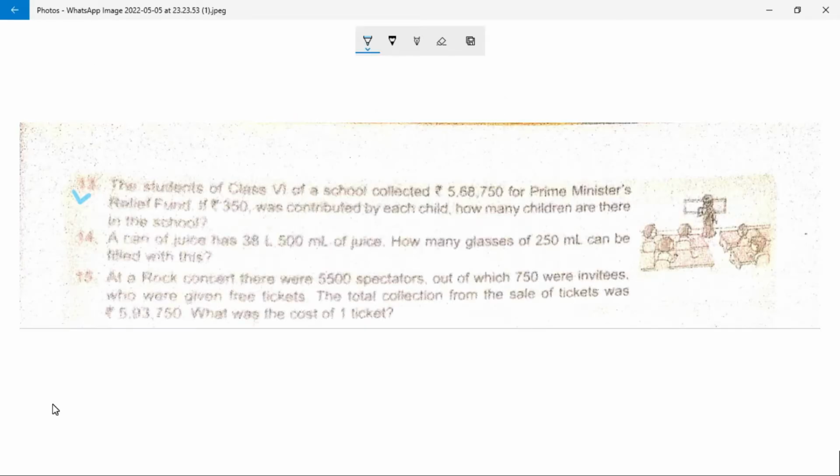The next question that we are going to solve is question number 15. It is given that at a rock concert there were 5500 spectators, out of which 750 were invitees who were given free tickets. That means for invitees they will charge no money. The total collection from the sale of the tickets was 5,93,750. So what was the cost of one ticket? Let us solve it.